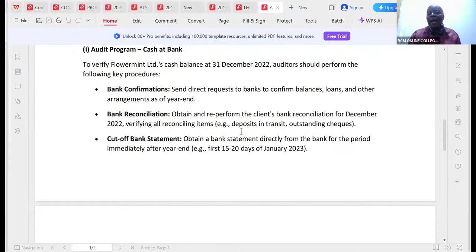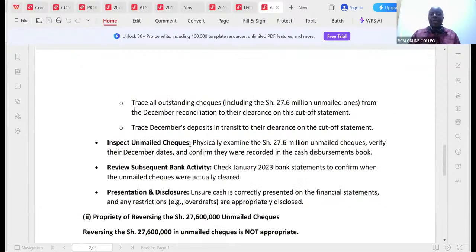Obtain a bank statement directly from the bank for the period immediately after year end. For us, we normally do it for 1 week, so the first 15 to 20 days of January 2023. Then what do you do with that? Trace all outstanding checks, including the 27.6 million unmailed ones, from the December reconciliation to their clearance on this cut-off statement.